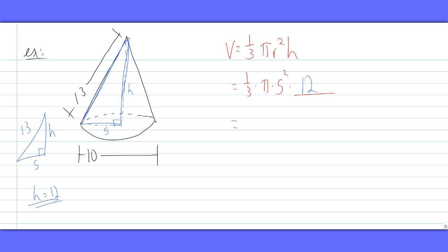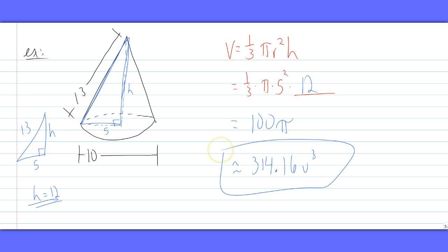And then if you multiplied all these coefficients, 1/3 times 5 squared times 12, that would actually give you 100 pi. So still no decimal. We still have it as an exact value by multiplying all those rational numbers together. And then 100 times pi will give you your approximate answer then of 314.16 units cubed.